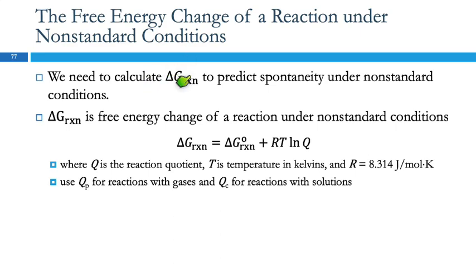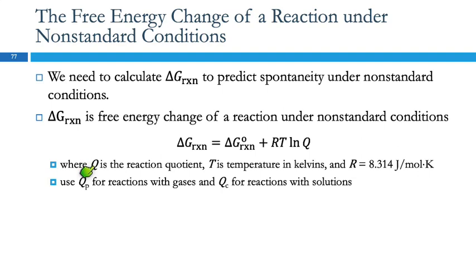So here we're calculating delta G without the degree symbol, right? This isn't standard. This is delta G, the free energy change of a reaction under non-standard conditions. And we have this equation. Delta G is equal to the standard free energy change plus RT times the natural log of Q. And just a reminder, when you're doing pHs, it's base 10 logarithms. It's not natural log. Here it is natural log, and yes, it does matter.